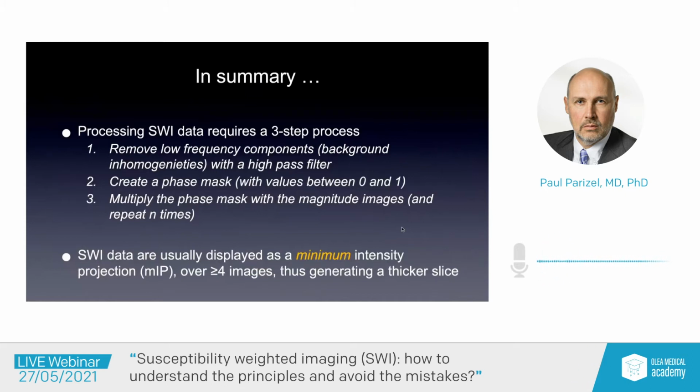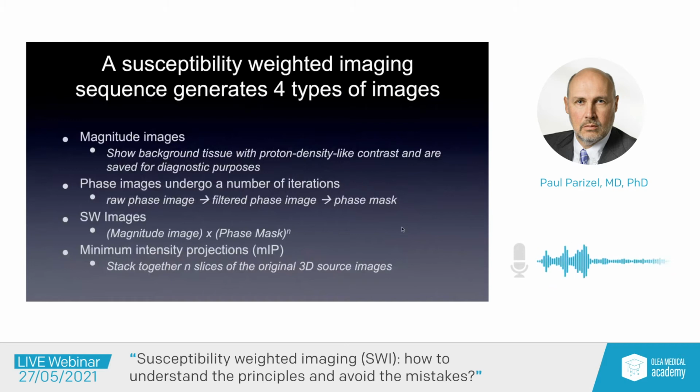Step two is to create a phase mask where pixel values have values between 0 and 1, and then to multiply the phase mask with the magnitude image and repeat that n times. And then you can collate these thin slices, bring them together as a thicker slice, and we call this a minimum intensity projection, usually averaging over at least 4 images, but sometimes 8 images or 10 images, generating a thicker slice.